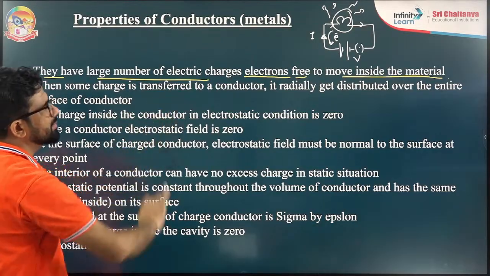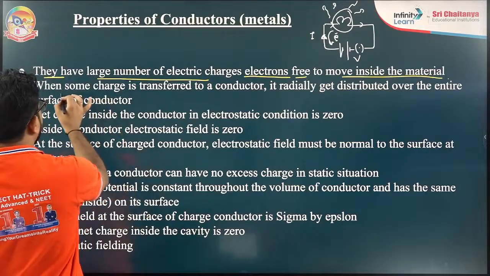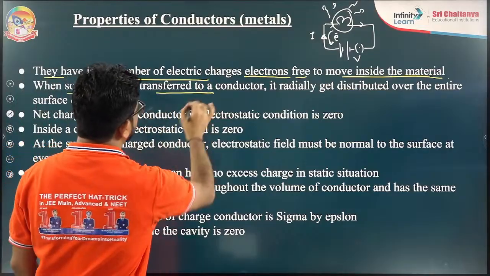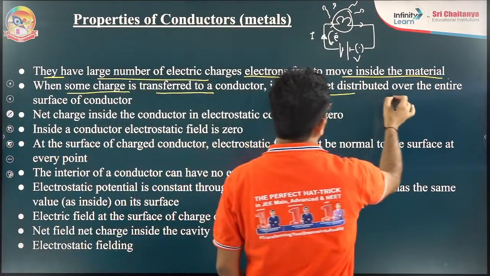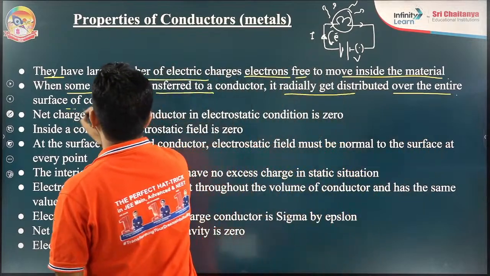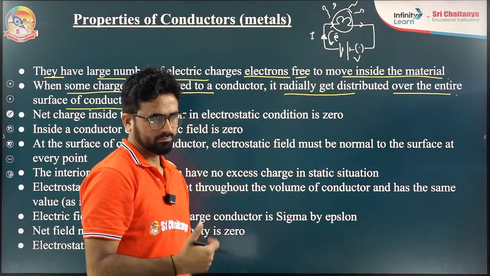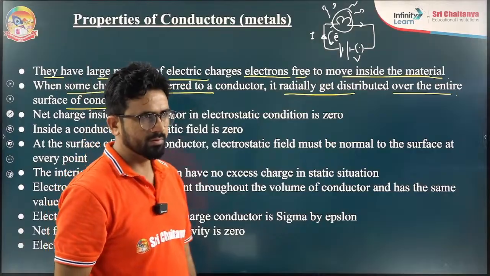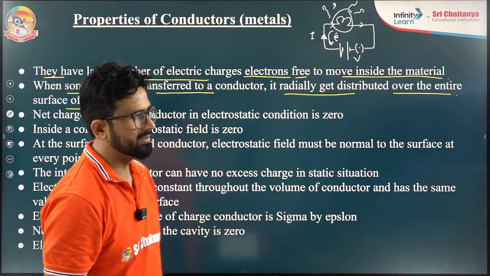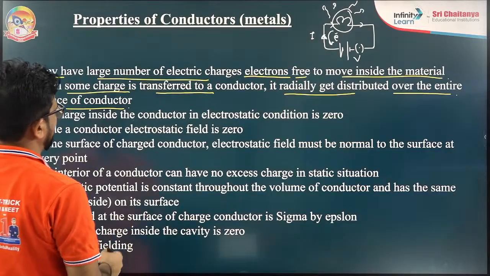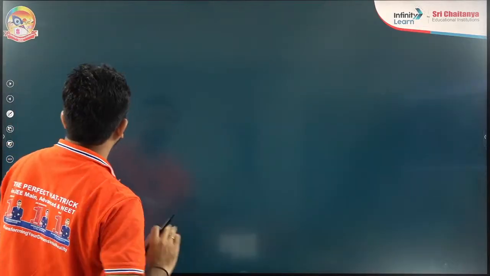So they have a large number of electrons. Next is, when some charge is transferred to the conductor, it is distributed over the entire surface of the conductor. What is the meaning of this line? Try to understand. I am taking you to the next point. Next slide, I will explain it.